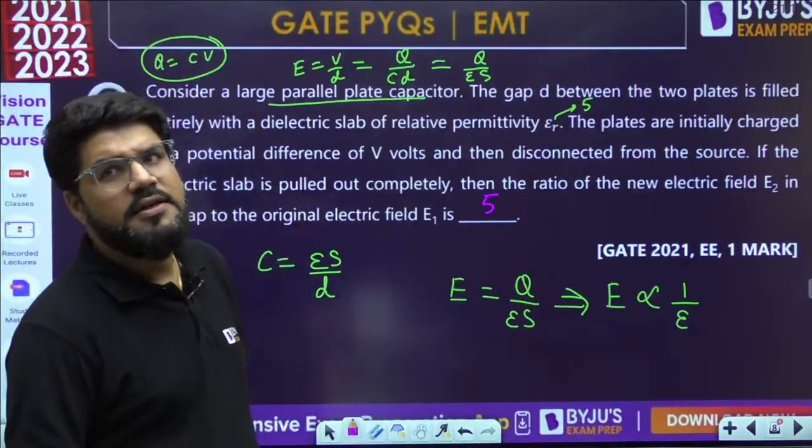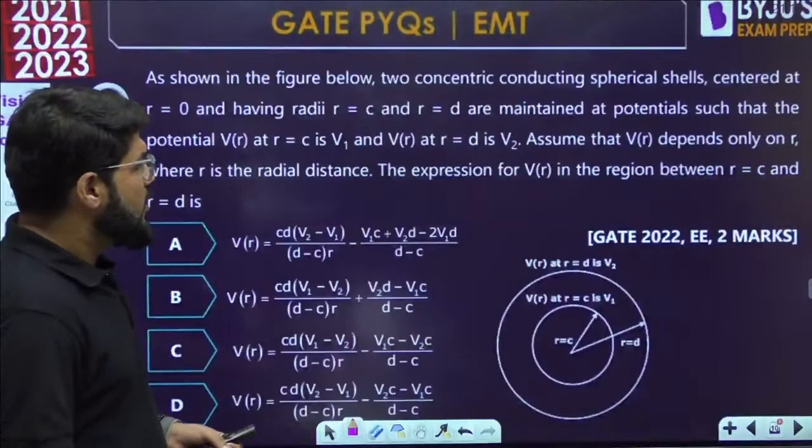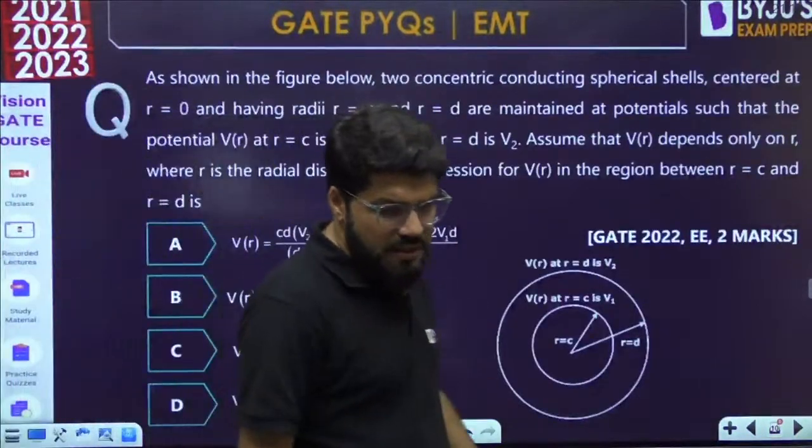Then that's it. Next question. Again, this one was 2021 EE, 1 mark, a simple question. And this is 2022 EE, 2 marks, a good question.